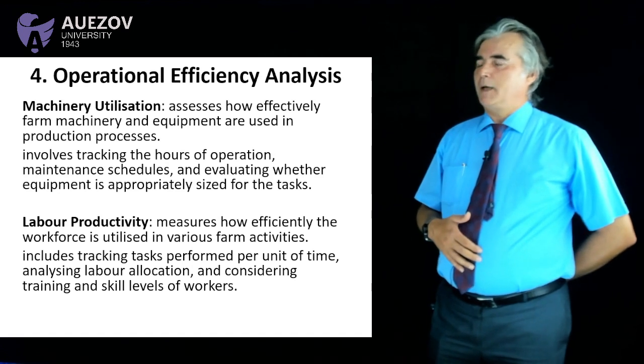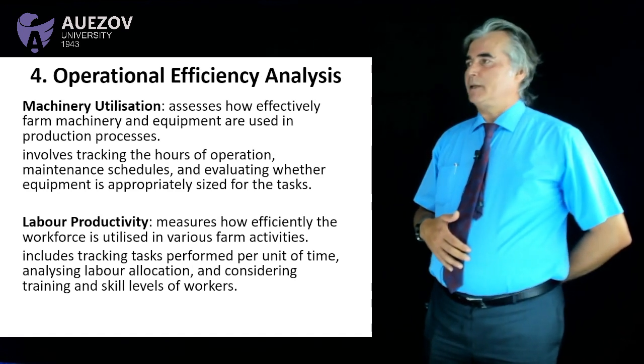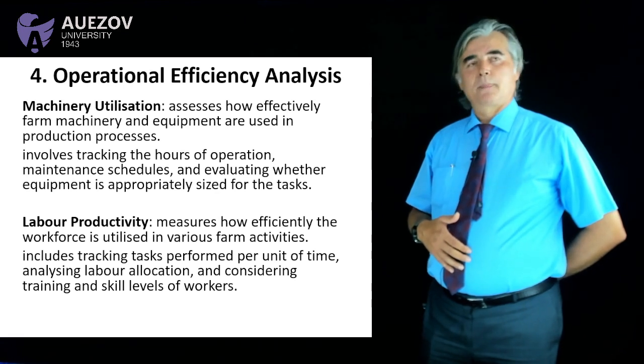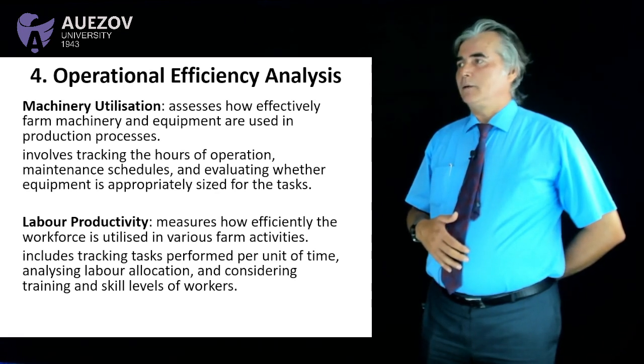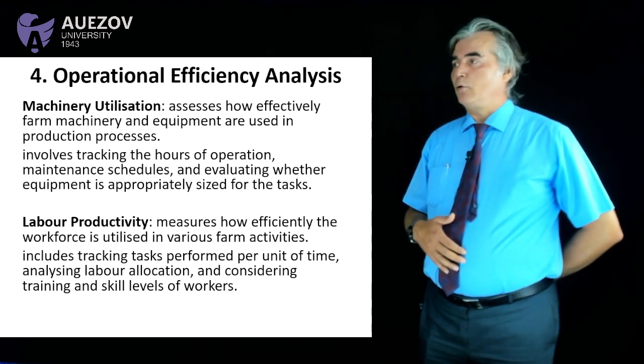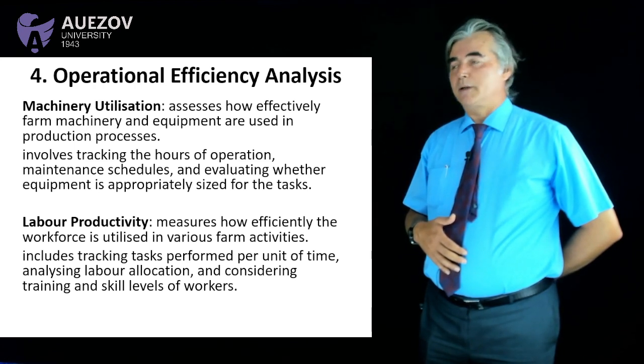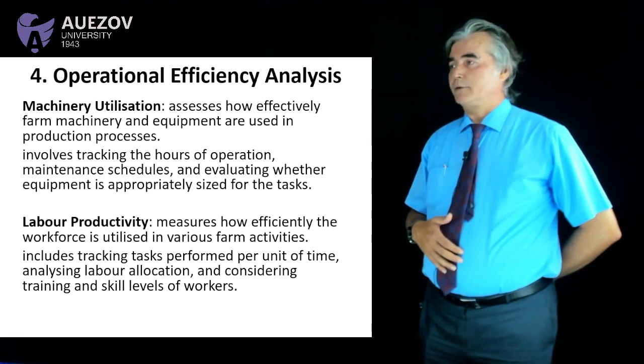The other analysis is operational efficiency analysis, where we look at machinery. Farms also use machinery and labor, so we calculate the efficiency of these items used in crop production or livestock production.